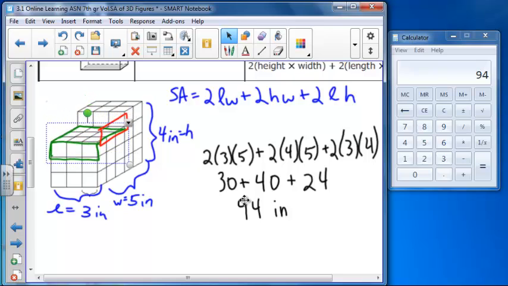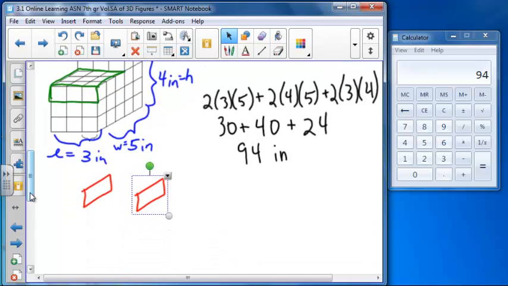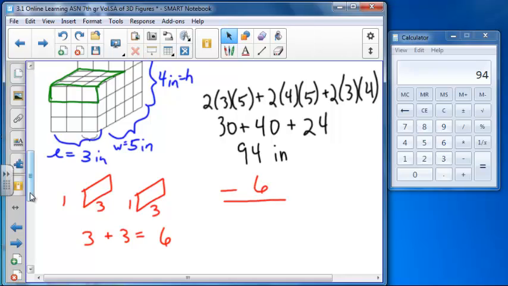The part that gets removed are these 2 faces on the side for a total area of 1 by 3 plus 1 by 3. I'll clone this section. So I've removed the sides which have a dimension of 1 by 3 and 1 by 3. This area is 3. This area is 3. I'm going to remove 6 inches from the surface area to arrive at the answer, 88 inches cubed.